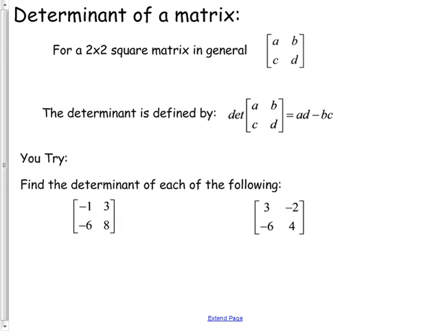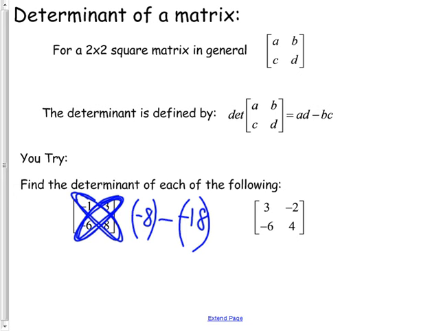All right, let me show you. It's this times this minus this times this. So this times this is negative 8, minus this times this is negative 18. You get how the negative is important there? It's this minus that. And now if you go minus a negative, that's going to mean that it's plus 18. So the final answer is positive 10.